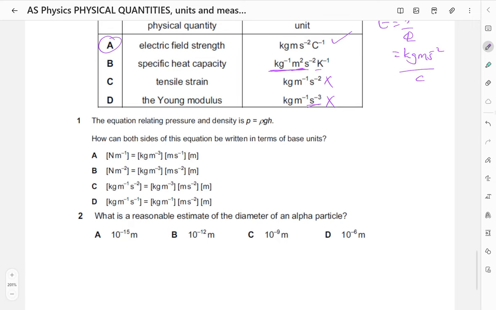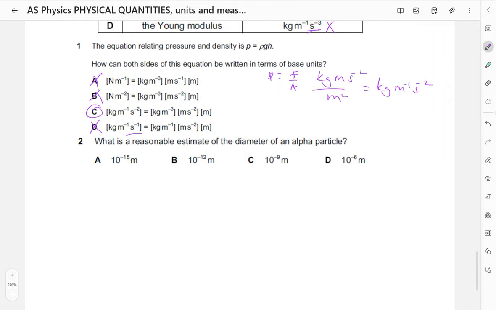The equation relating pressure and density is P is equal to rho gh. How can both sides of the equation be written in terms of base units? So pressure is force over area, which is kilogram meters per second squared divided by meters squared, which is kilogram per meter per second squared. So it means we can leave out A and B. It is kilogram per meter per second squared. It means even D is out because it is not per second squared. So the answer is automatically C.